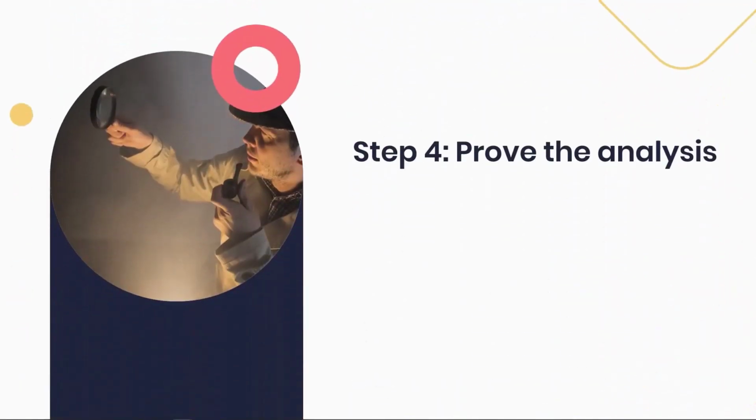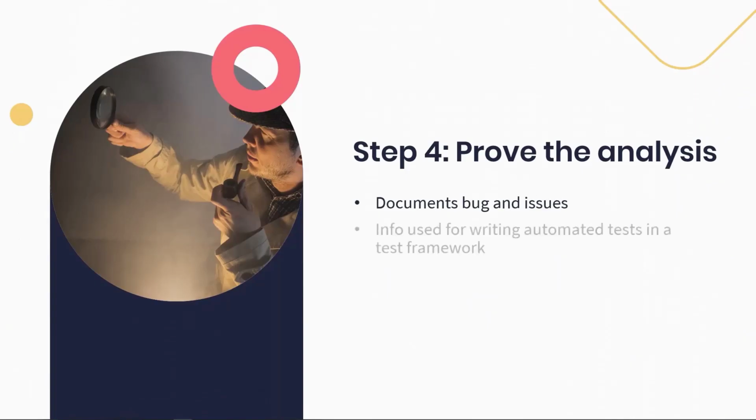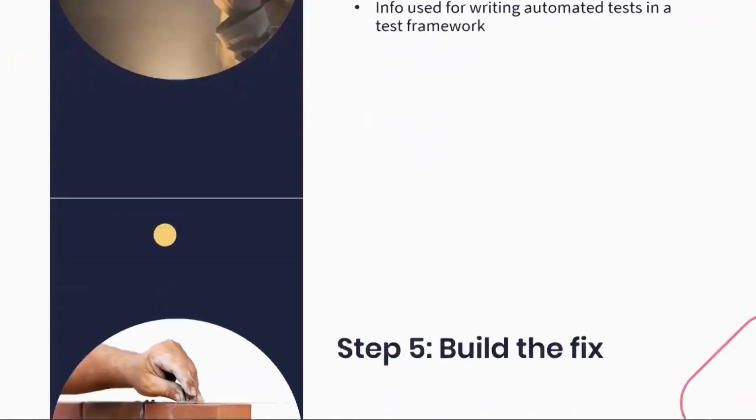The fourth step is to prove the analysis. This stage looks at the bug and all the problems that it is causing and documents it. This information is used for writing automated tests for these areas with the help of a test framework. This means that developers can automatically test for these bugs in future builds of the software.